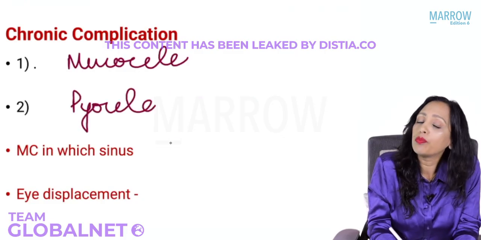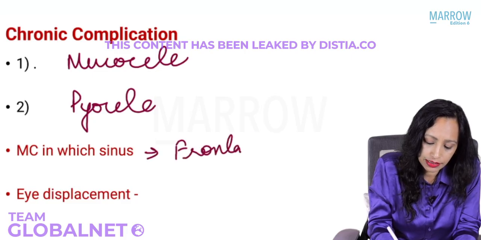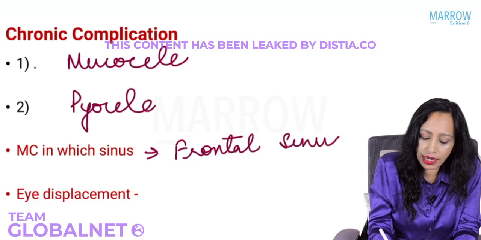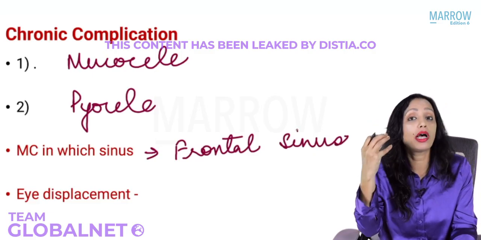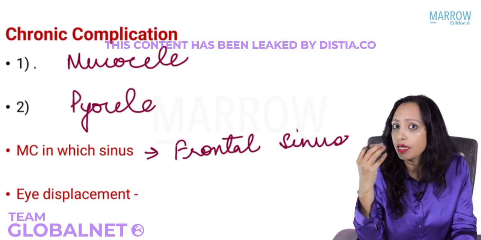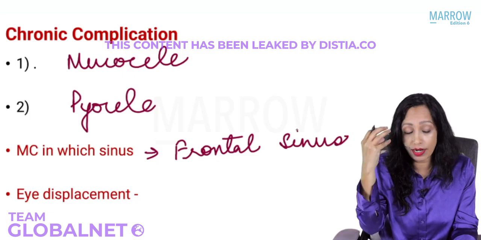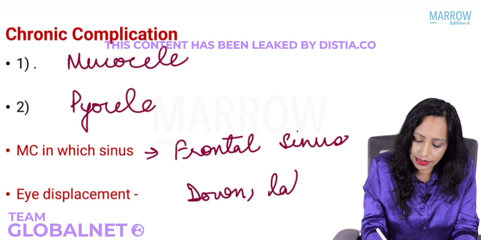And they are seen most commonly in the frontal sinus. And if there is any swelling here of the mucocele, how will it push the eye? How will you know that this swelling is coming from the frontal sinus? Yes, it will push the eye downwards and also laterally. So eye displacement will be down as well as lateral.